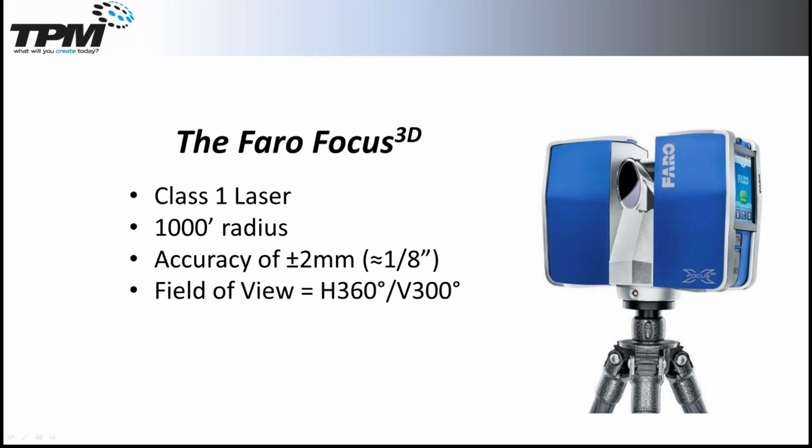So from each scanner position, we can see in a 360-degree horizontal and vertically 300 degrees. So the only thing that we're not seeing is just what's directly below the scanner, so we're basically not scanning the tripod each time.